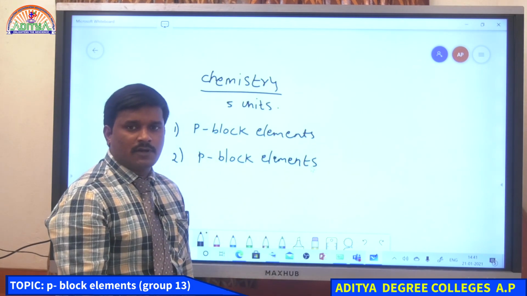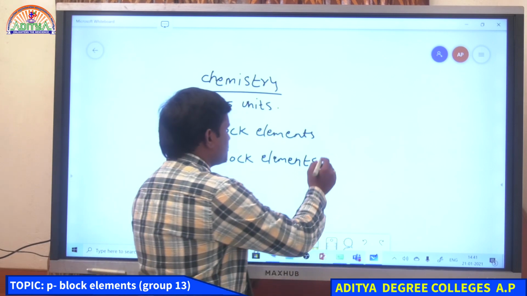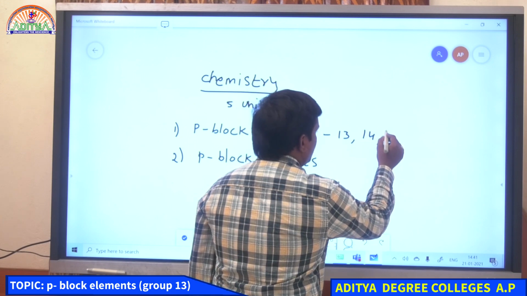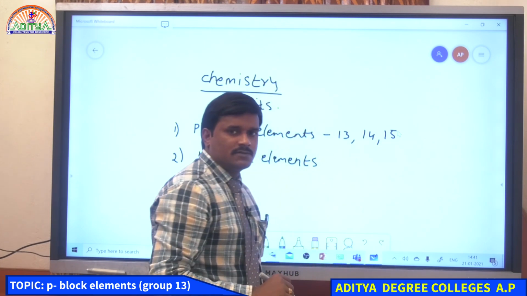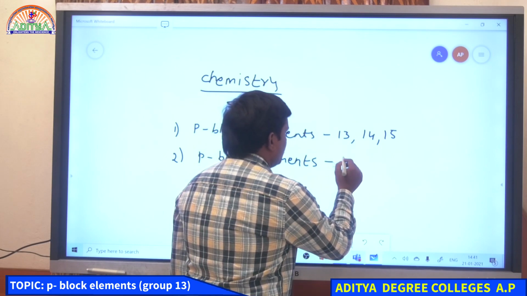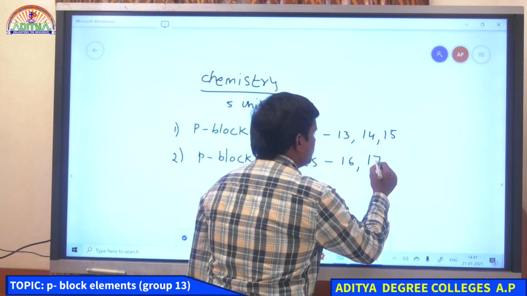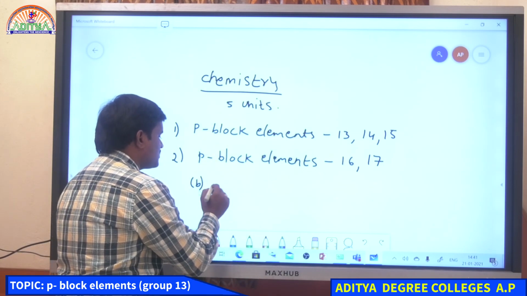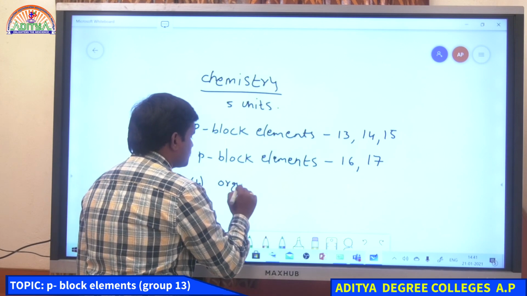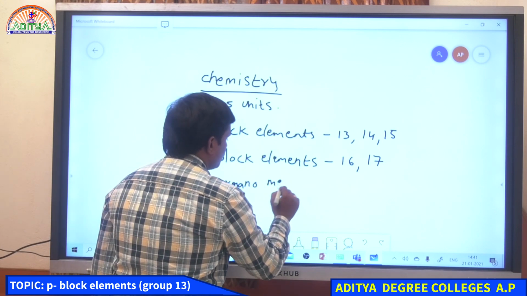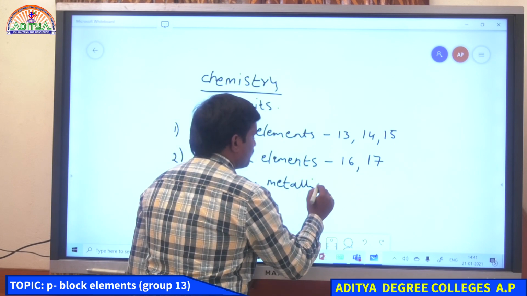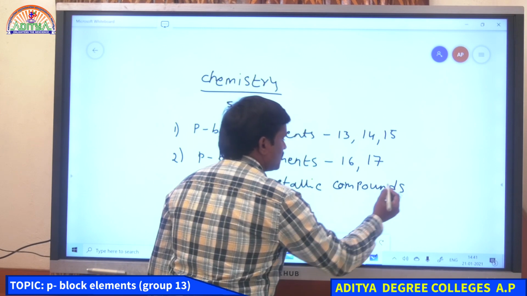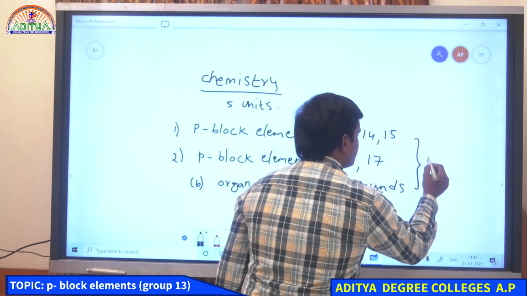So both the units are from inorganic chemistry, and your first unit P block elements contains 13th group, 14th group and 15th group elements, whereas the second unit has 16th as well as 17th group elements. And also there is one more chapter in your second unit, that is organometallic compounds.